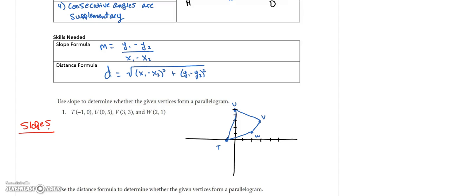What I'm going to do is find the slope, and I won't show all the work here. I'll pause it and speed up in the interest of time, but let's find the slope of UV. So my slope is going to equal, so I'm doing U and V, 5 minus 3 over 0 minus 3, which gets me 2 over negative 3, or negative 2/3.